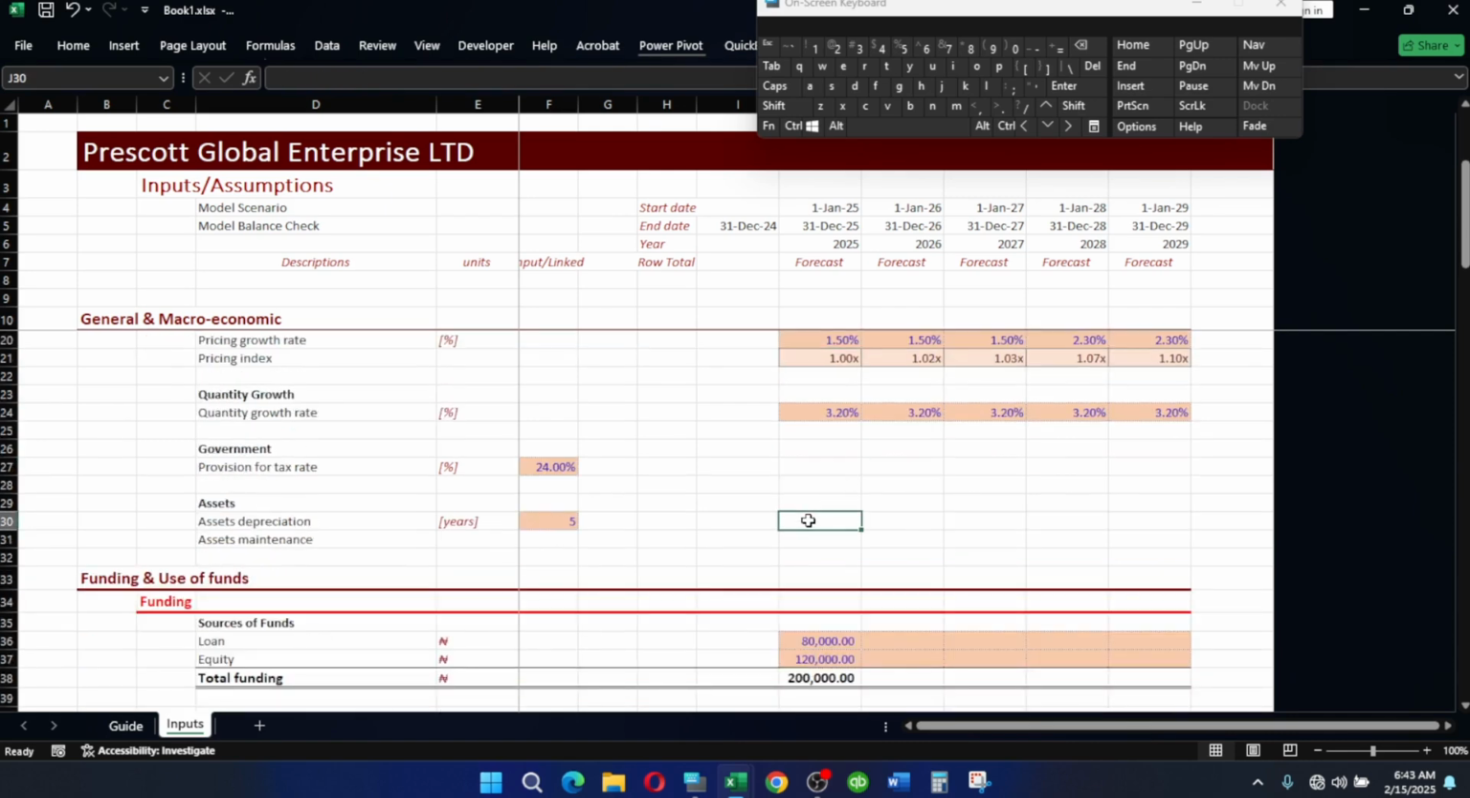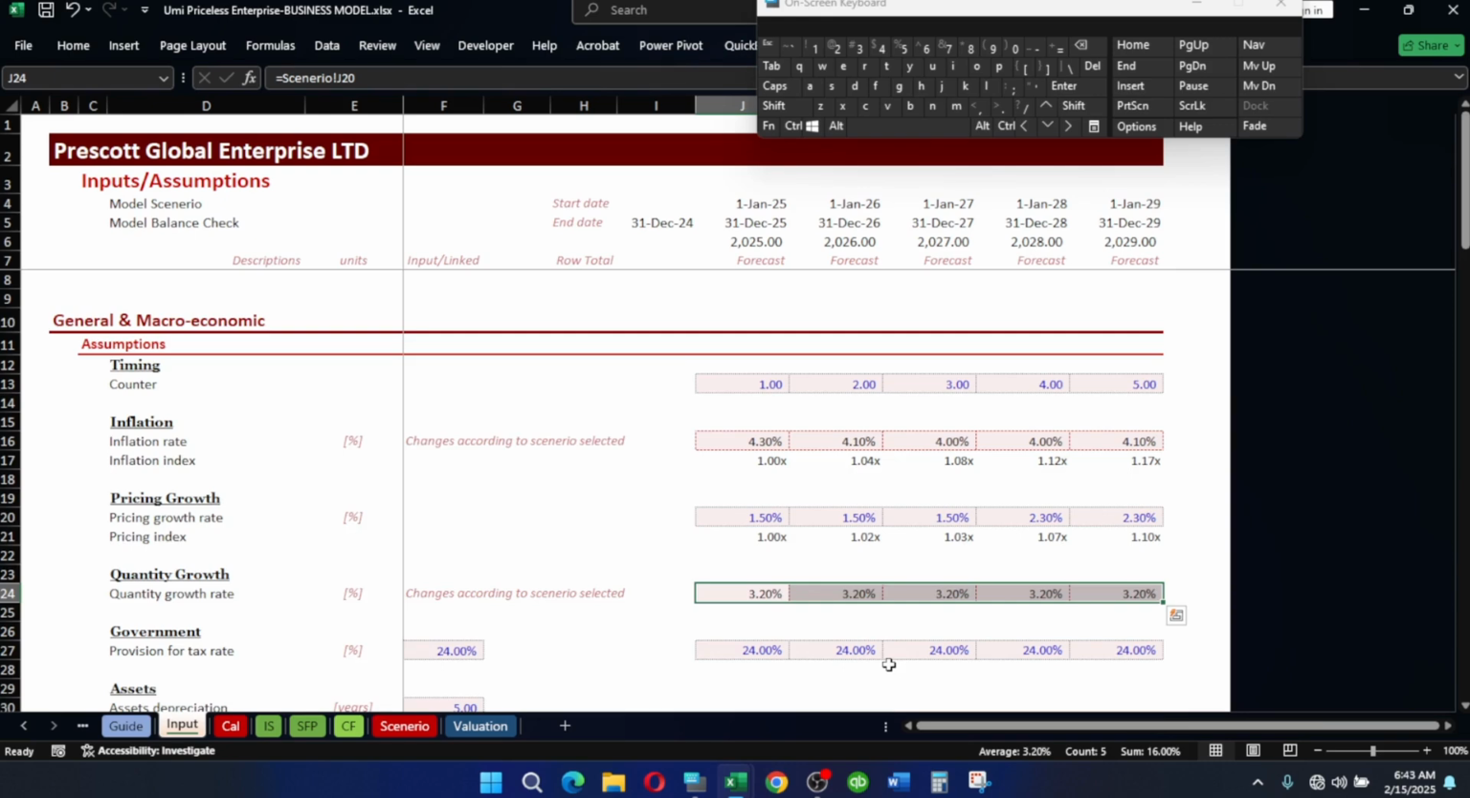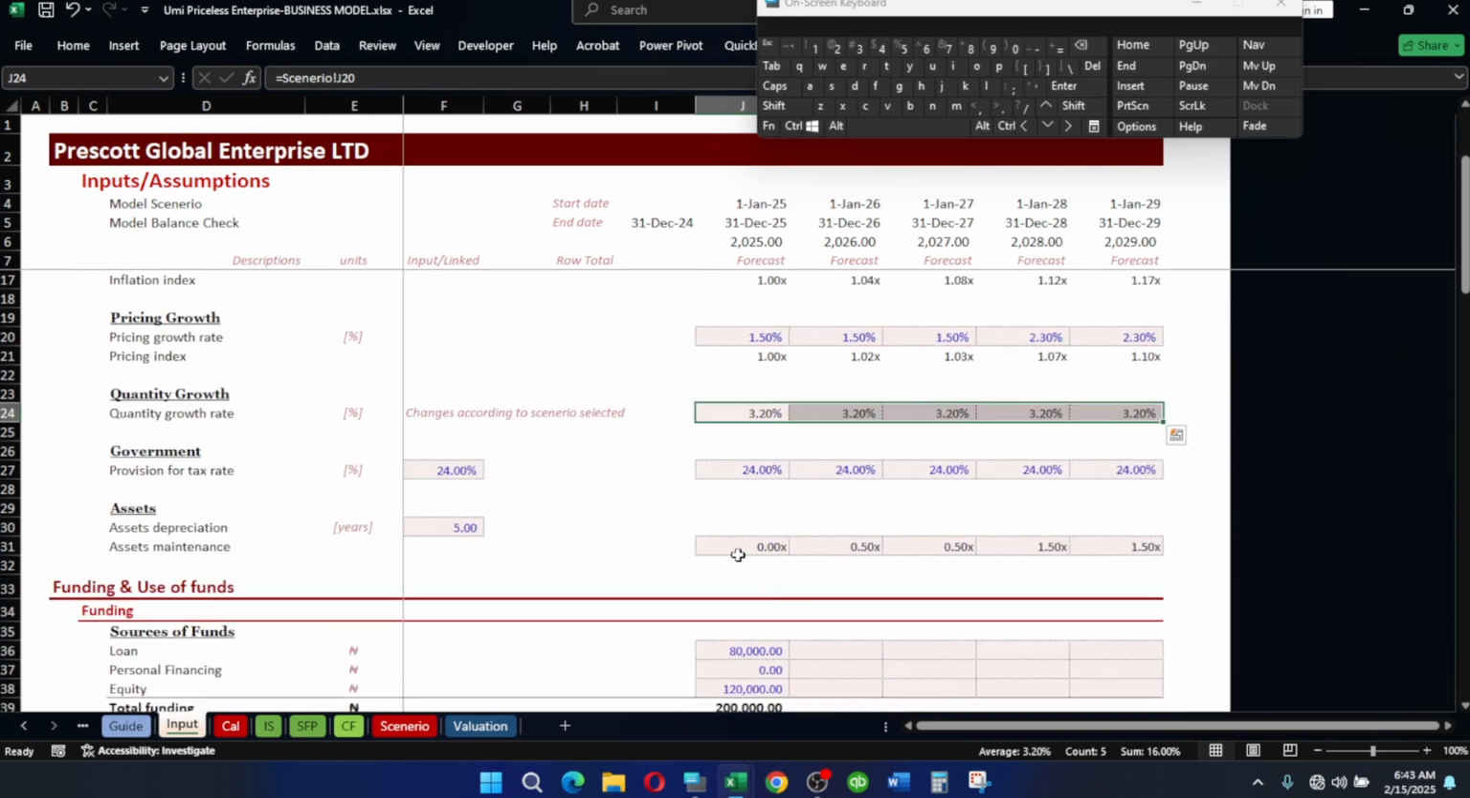Asset maintenance. Okay, we're going to come to that. Let's just complete it. So our asset maintenance, we are assuming it's also going to be a counter. It's just a steady price. What we mean by asset maintenance is what it will cost us to maintain that asset.